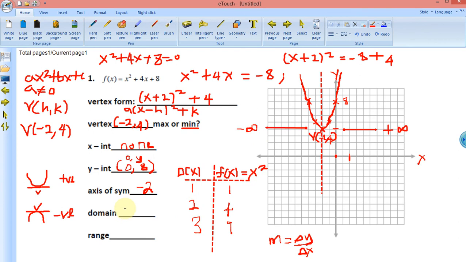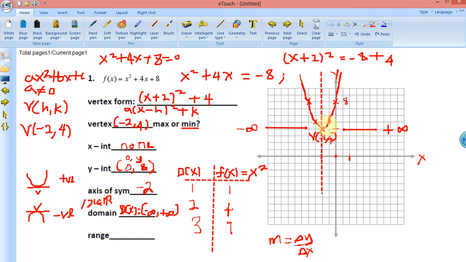So the domain, let me just write it as D of x. I want to write it as a function, such that, let me just write it like that. It's an open set, -infinity to +infinity, such that x belongs to the real numbers. So any possible value.